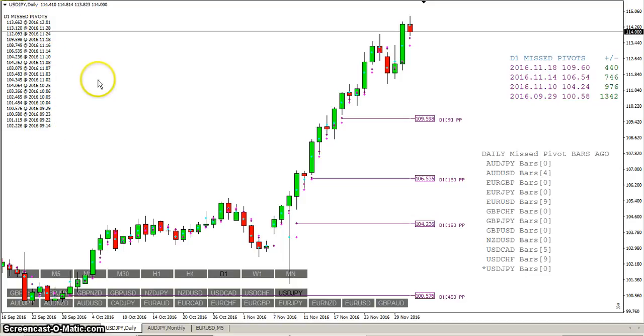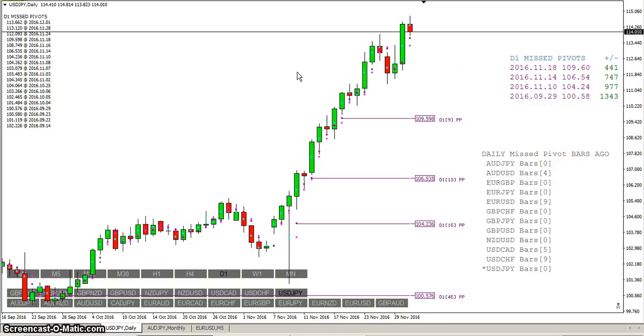So after I wrote that, I created a missed pivots indicator and a missed pivot bars ago. They pretty much all tell you the same thing, just in different ways. You get different views.